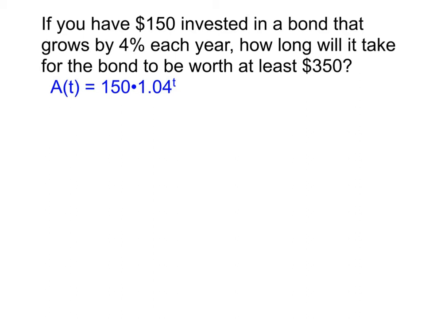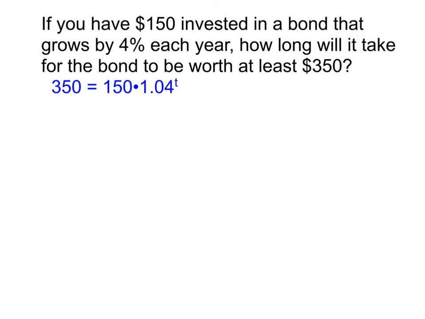So if I have this equation of A of t equals 150 times 1.04 to the t, right now I have two variables in there. I have the A in there still, and I have the t in there still. Well, if I'm trying to solve for t, that means I should know what A is. And in fact, I do, because we're being asked how long will it take for the bond to be worth at least $350. That's the final amount.